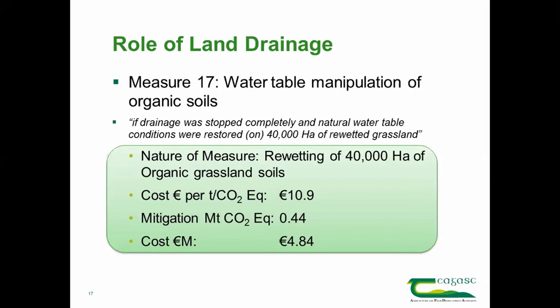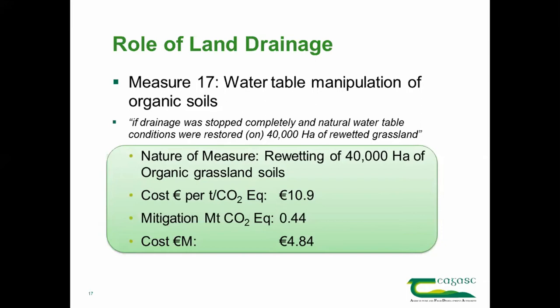Okay, so the other issue then, as I said, is measure 17, as it is in the MAC curve document, water table and manipulation of organic soils. And the fine print, as I said here, is if drainage was stopped completely and natural water table conditions were restored on 40,000 hectares of re-wetted grassland. The nature of the measure, as you can see there, is re-wetting of that 40,000 hectares. The cost is there, the mitigation potential, and a total cost then of just over 4.8 million euros.